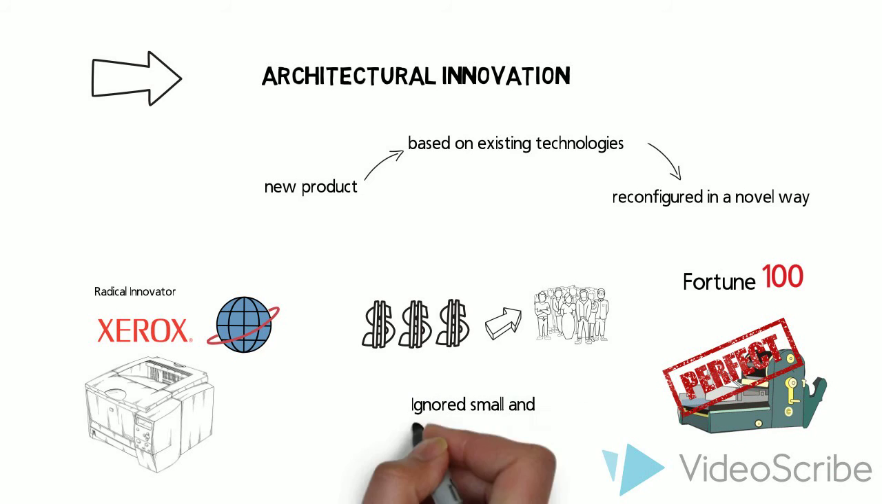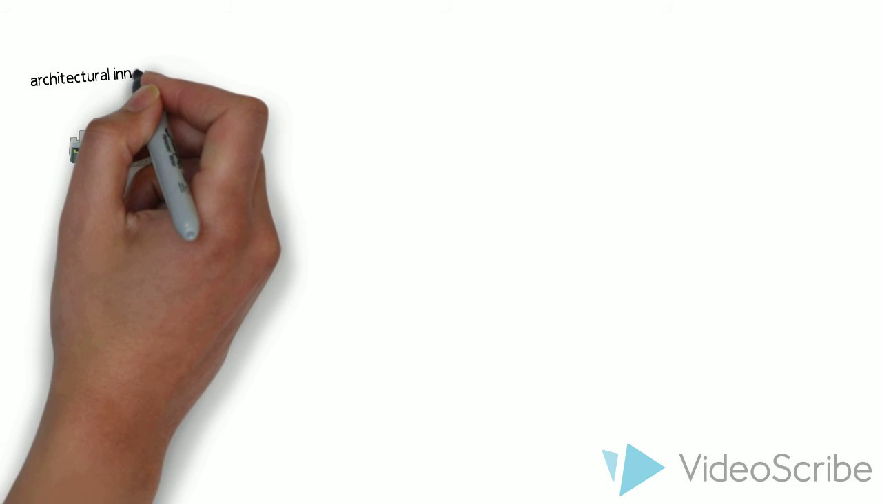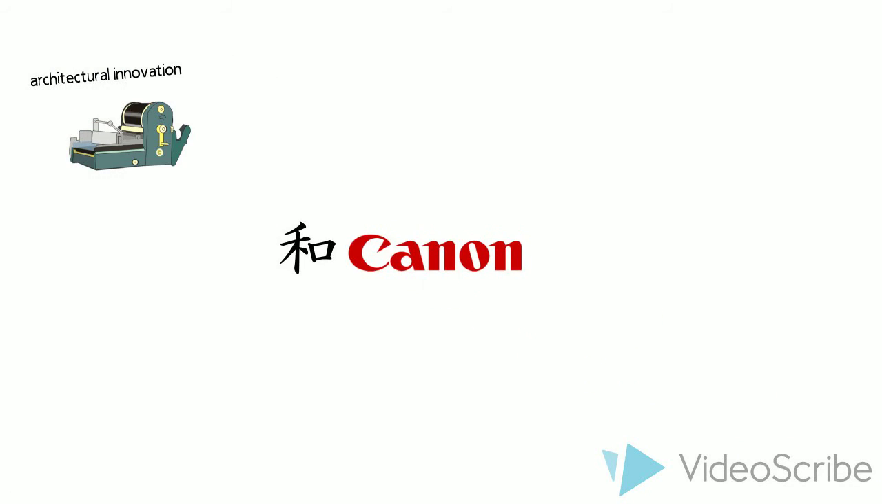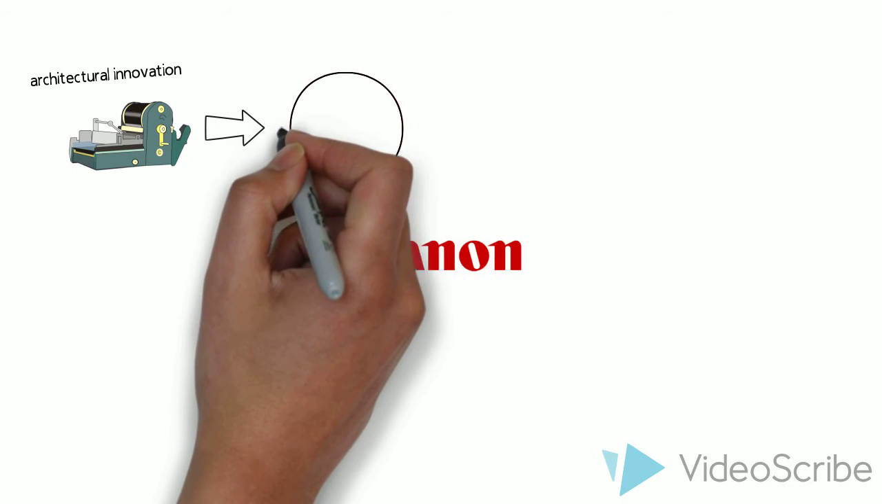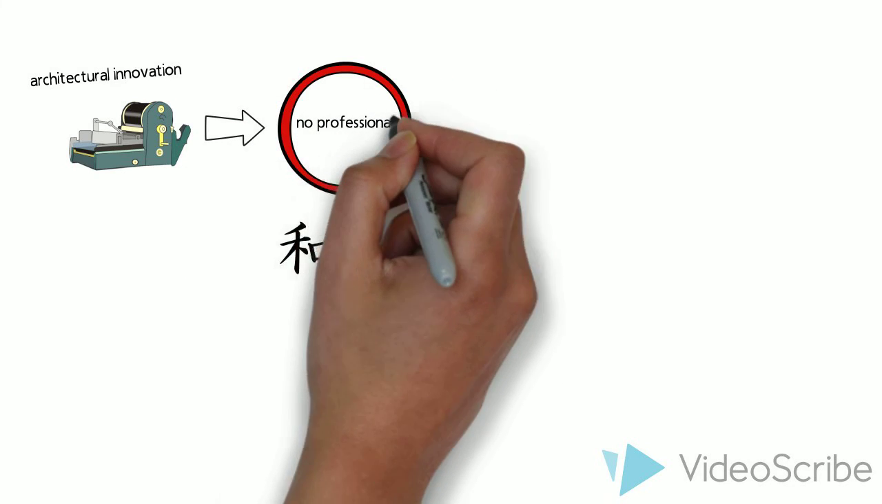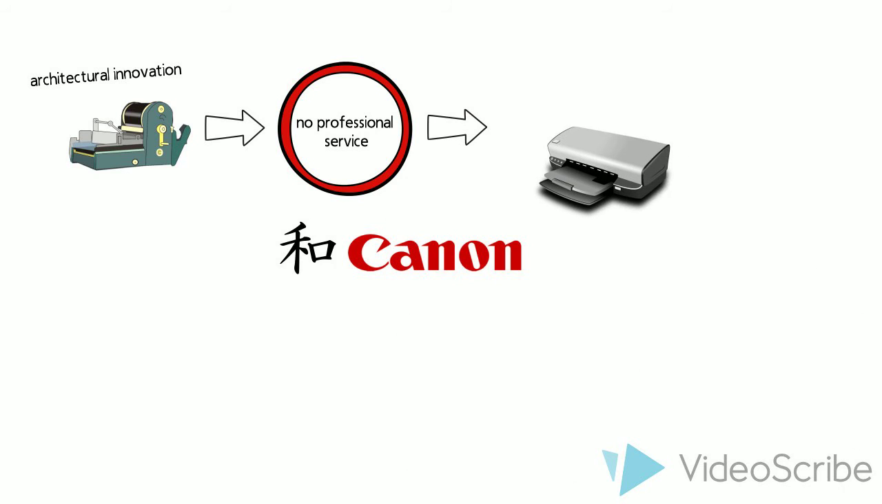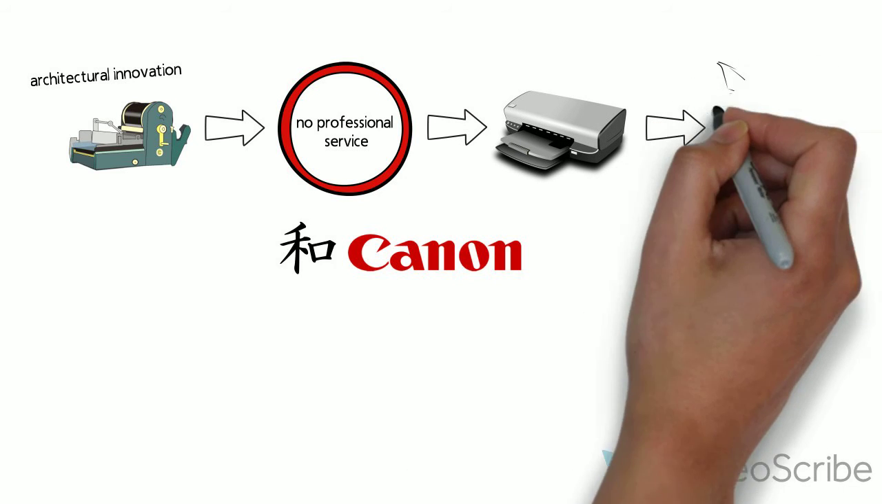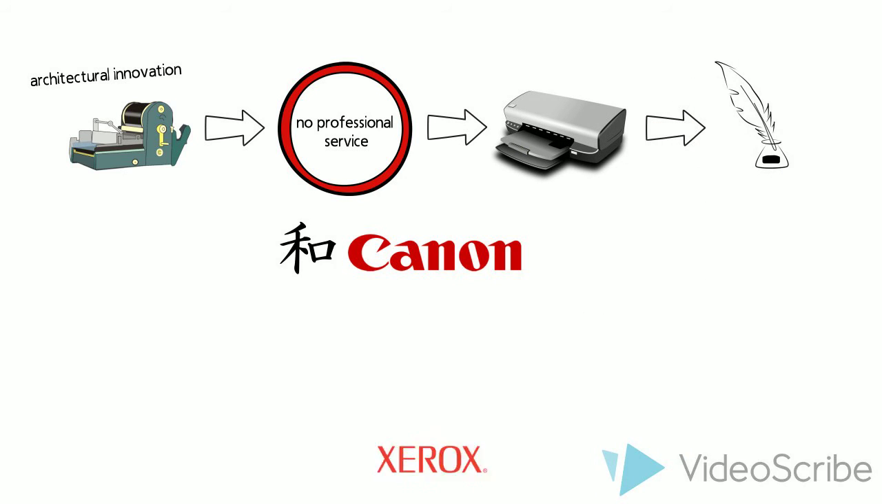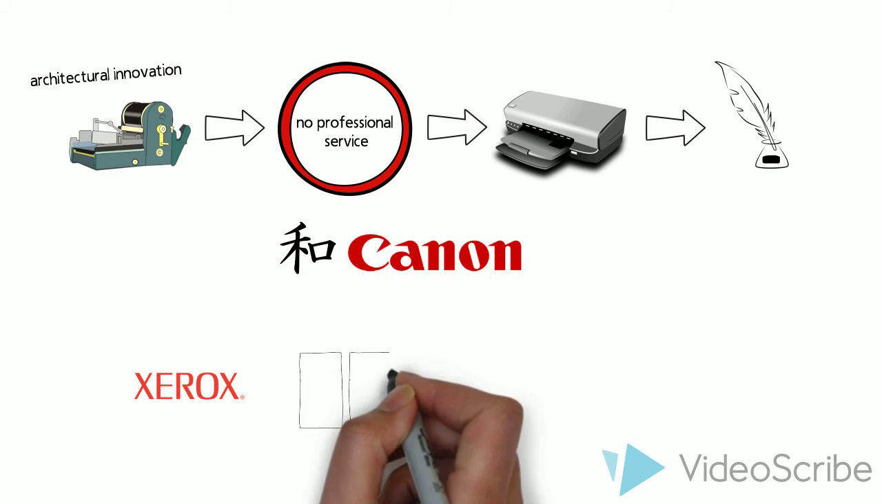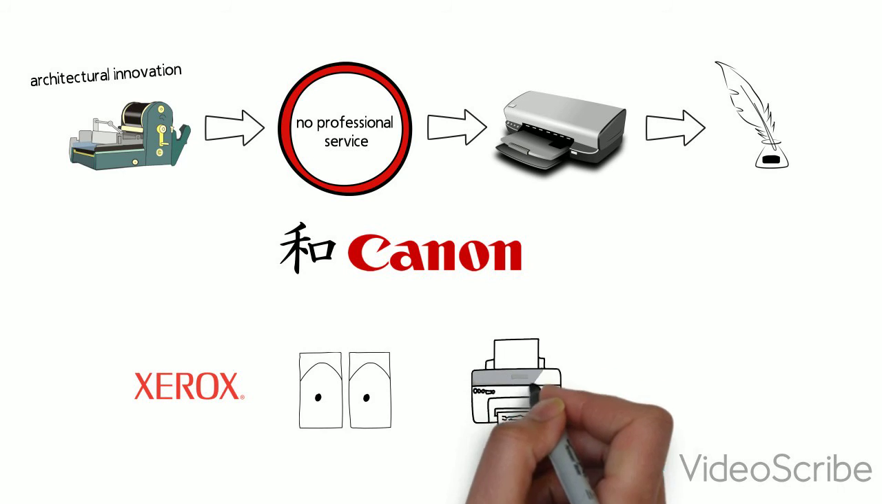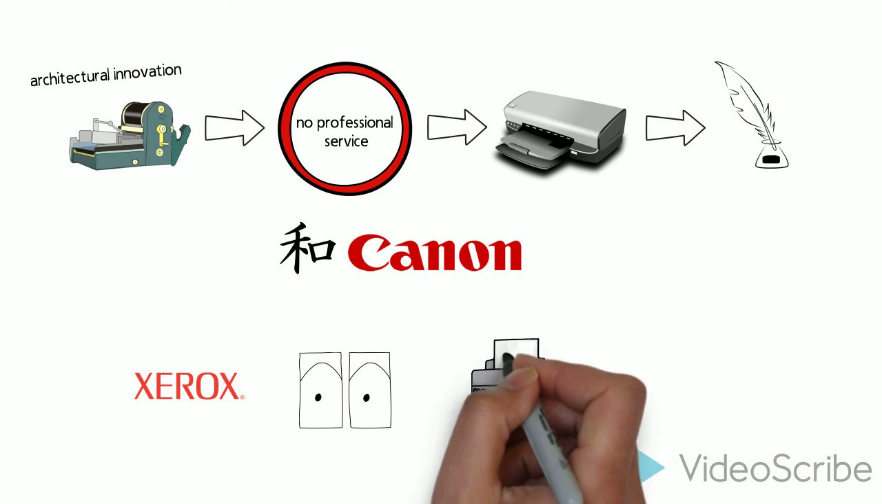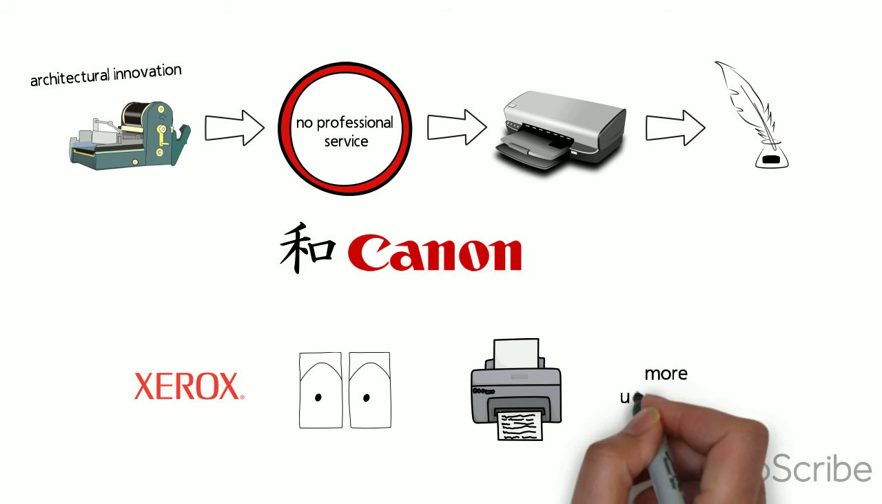medium-sized business. By applying an architectural innovation, the Japanese entry Canon was able to redesign the copier so that it didn't need professional service. Reliability was built directly into the machine, and the user could replace parts such as the cartridge. Xerox had not envisioned the possibility that the components of the copying machine could be put together in a totally different way that was more user-friendly.